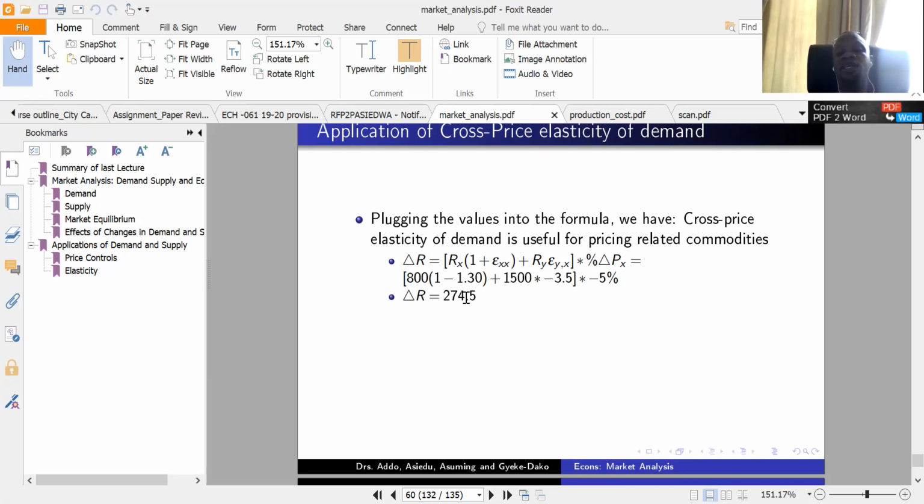274.5. Given the cross price elasticity, and you can already see that it is 3.5, it means it has a very high cross price elasticity. And even our own price elasticity is also very high. So if you reduce the Kenke price, people will buy more Kenke, and for that reason, people will also buy the complement more. So a 5% reduction in the price of Kenke leads to a 274.5 Ghana cedis increase in revenue.